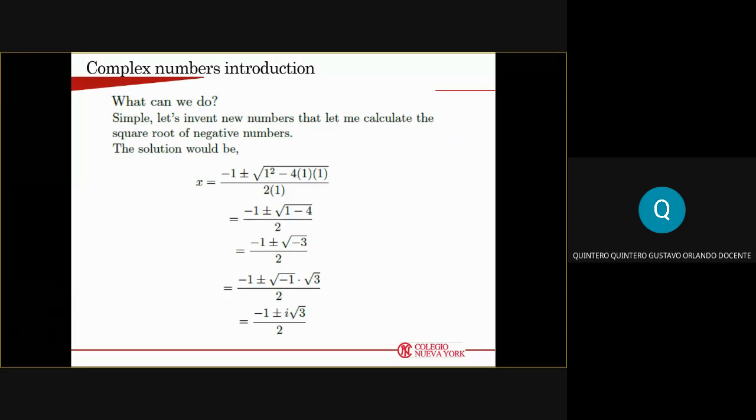Before the introduction of complex numbers, we didn't have a solution whenever the root was negative, whenever the discriminant was negative. We didn't have solutions, but now we do. And the solution is called a complex number, a number that is beyond all the other numbers that you have studied so far.